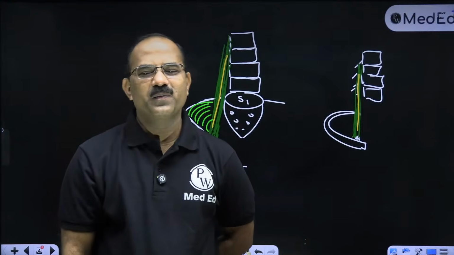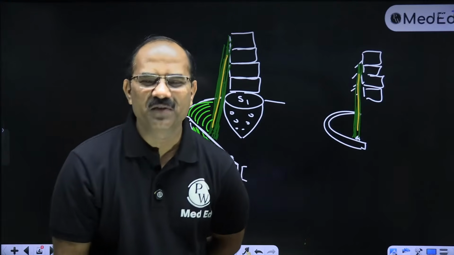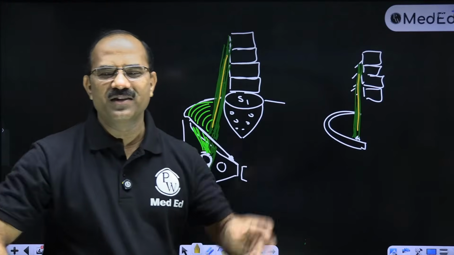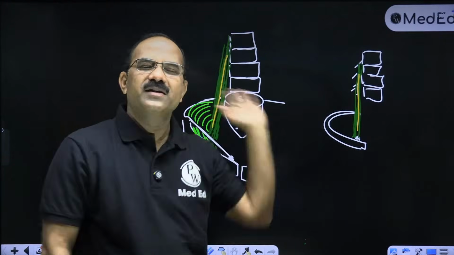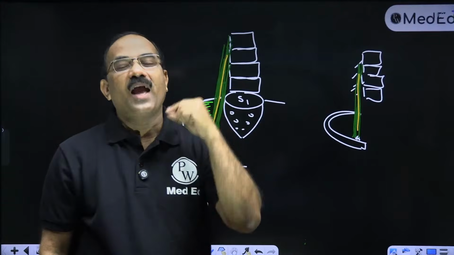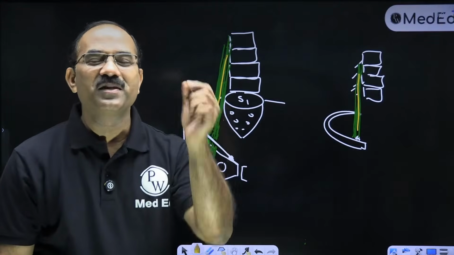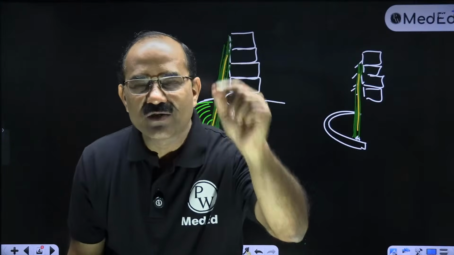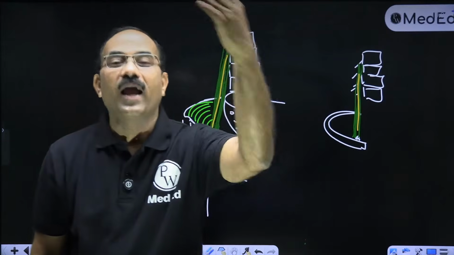Yes, excellent, very good. The muscle is the scalenus anterior, right? Scalenus anterior. So scalenus anterior is exactly similar to psoas major, and the nerve on top of scalenus anterior is the phrenic nerve. The phrenic nerve's root value is C3, C4, C5, and there's one more accessory phrenic nerve.